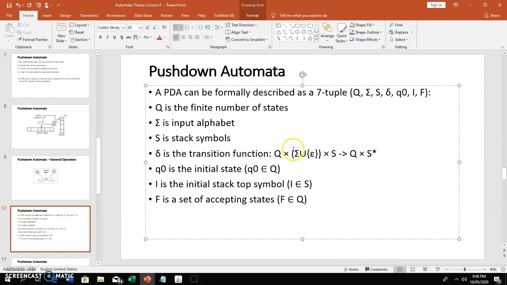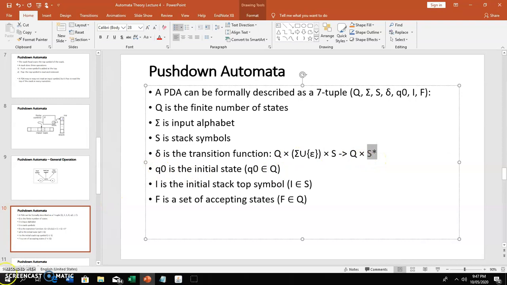But all the same, this is an input, either if it's part of your alphabet or you're reading in the empty string. This part is just the input. Now, you have a stack. Then you're supposed to go to another state and you're supposed to perform a stack operation. That is what this means.